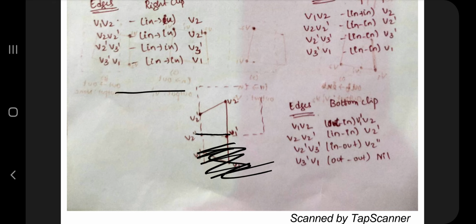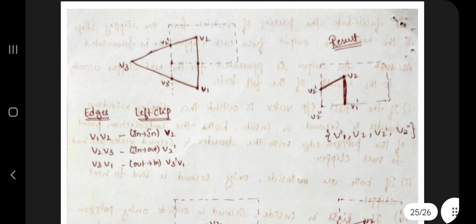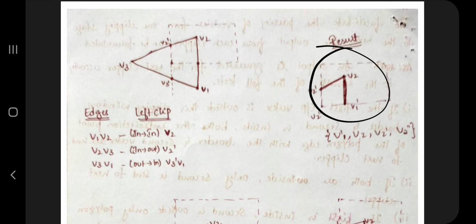After you have got this one, then the top clip will be done. Since this all is in only, no top clip will be performed and it will remain as such, and the final figure will be like this. Okay, so if you want more information regarding that, you can watch the theory video. They have explained in detail regarding the same problem, so you can watch that.